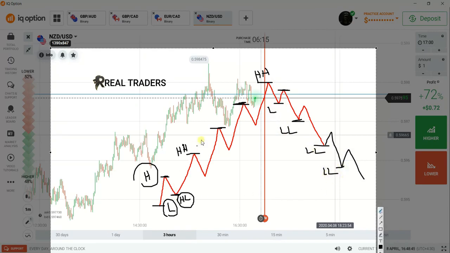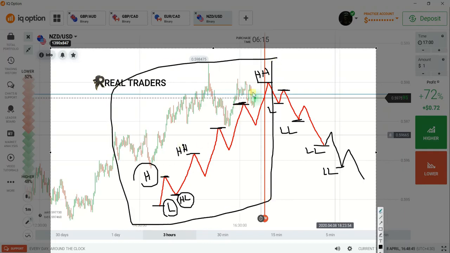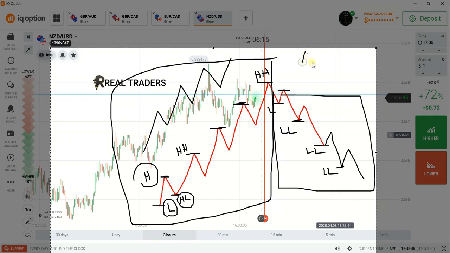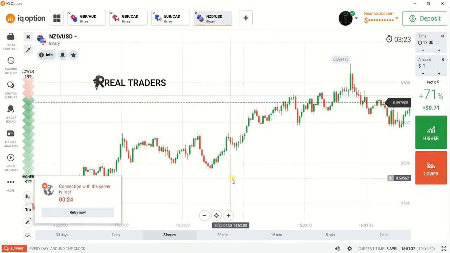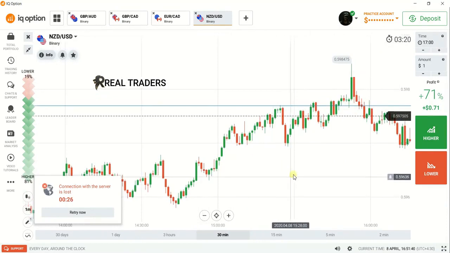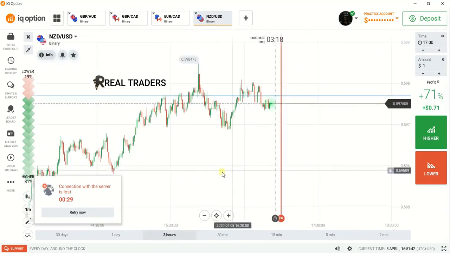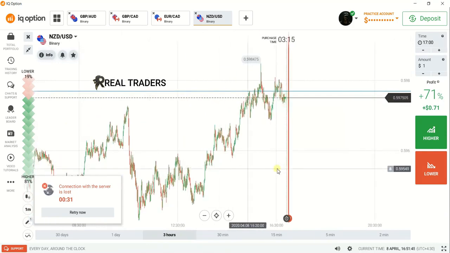So in the uptrend the market makes higher highs and moves like this, and in the downtrend the market makes lower lows and moves like this. So this is the downtrend and this is the uptrend pattern. It will help you trade in the market. I will show you some examples.